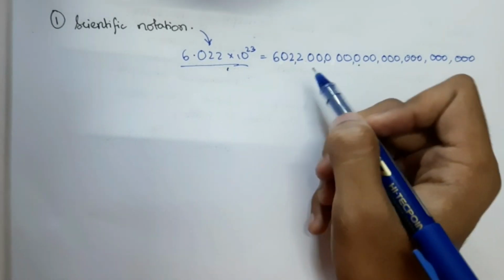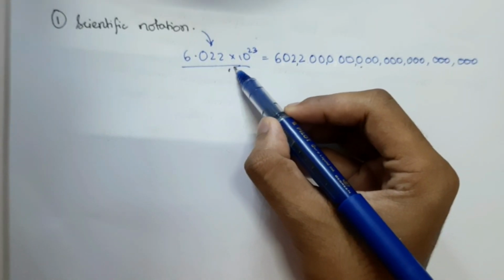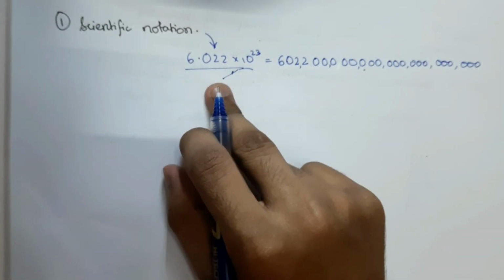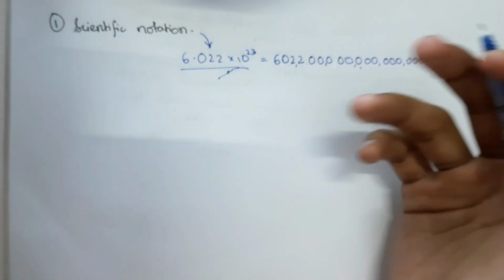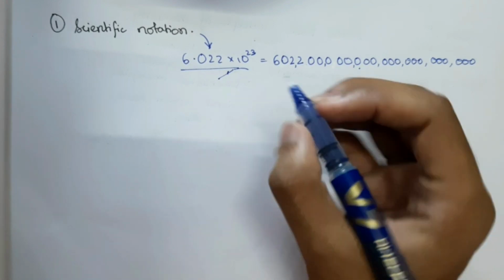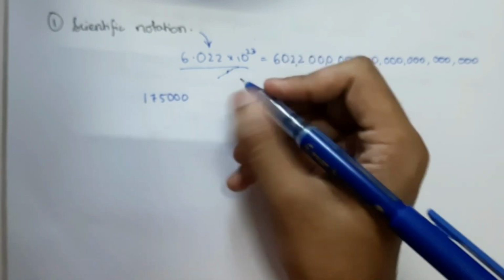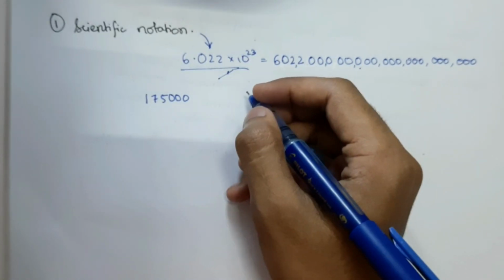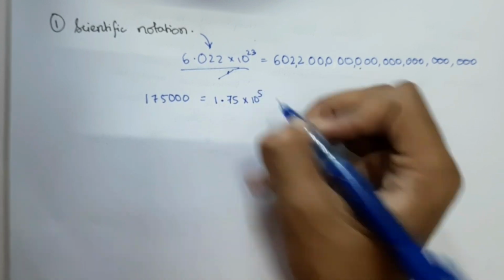In examinations we need to be quick, and in scientific calculations also we need to be quick. So scientific notation is used. So basically, scientific notation is just an easier way of representing very large or very small numbers, but we can also use it to represent any number. I will give you an example. So this number 175,000 can be written as 1.75 into 10 raised to 5.